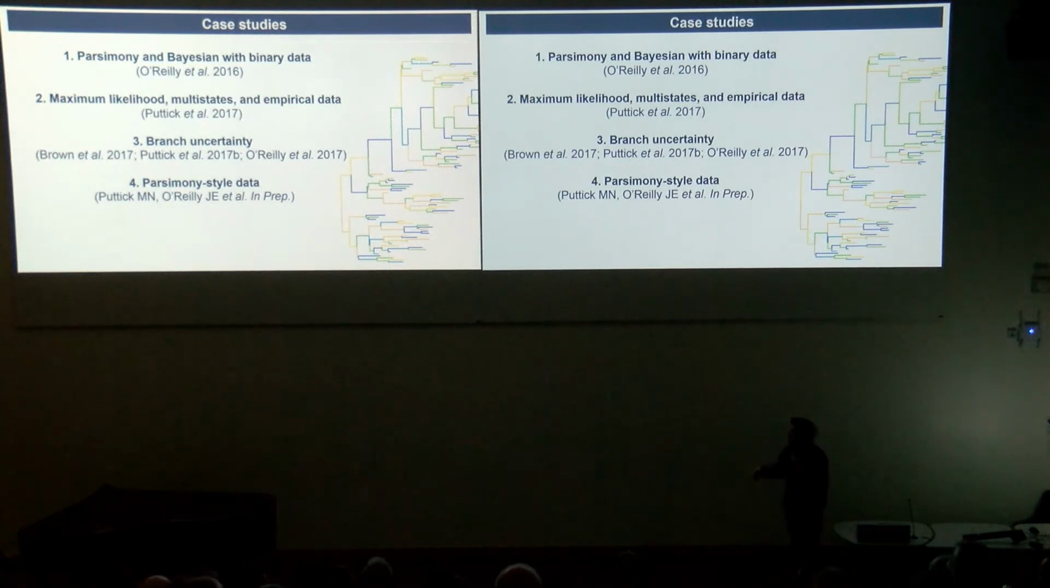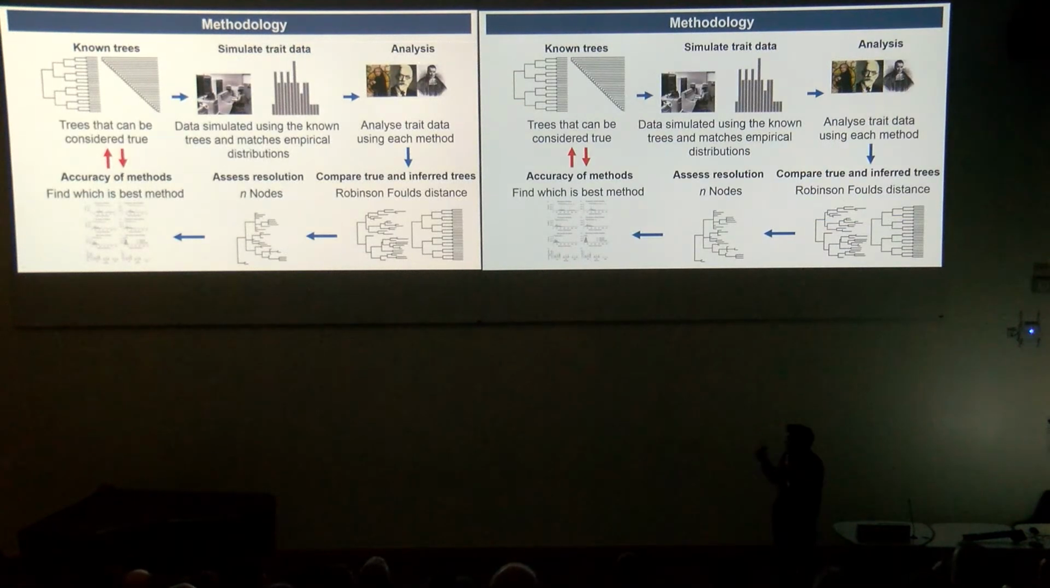So what I'm going to talk about today is some case studies of work that we've done over the last year or two. And for all of this, this is basically the pipeline of how we've approached this. So we've taken trees which are considered true. On these trees, we've simulated some data. Then using each of the methods that I've introduced, we've analysed these data, and then we've compared the inferred trees to the known true trees.